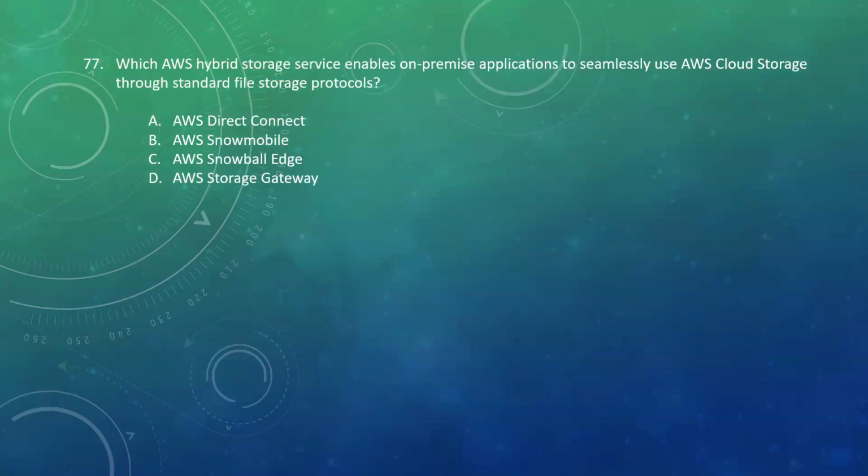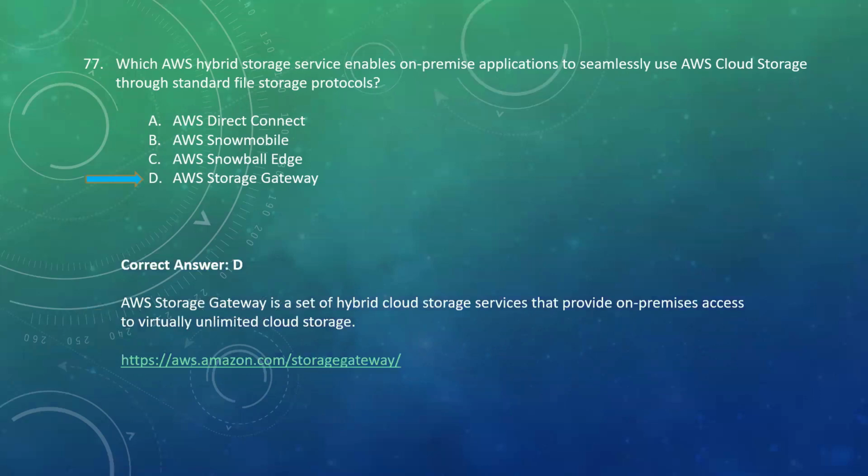Moving on to question 77. Which AWS hybrid storage service enables on-premise applications to seamlessly use AWS cloud storage through standard file storage protocols? Your options are AWS Direct Connect, AWS Snowmobile, AWS Snowball Edge, AWS Storage Gateway. So the right answer is option D. AWS Storage Gateway is a set of hybrid cloud storage services that provide on-premise access to virtually unlimited cloud storage.